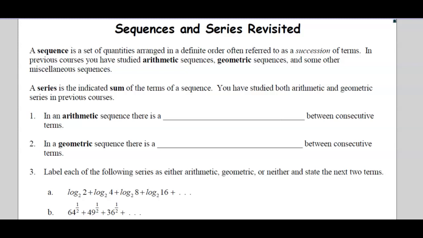A series is the indicated sum of the terms of a sequence. We've studied both arithmetic and geometric series in previous courses as well.